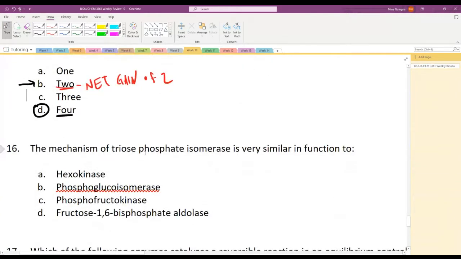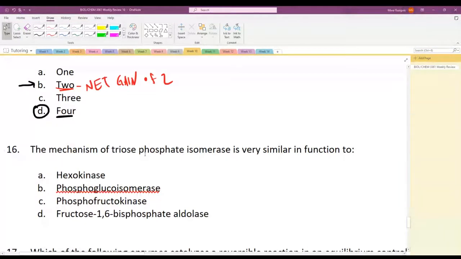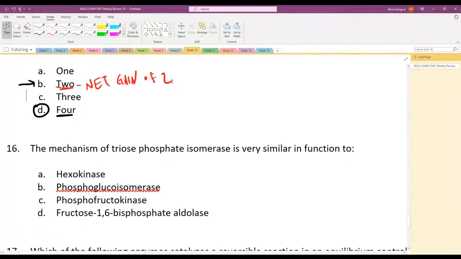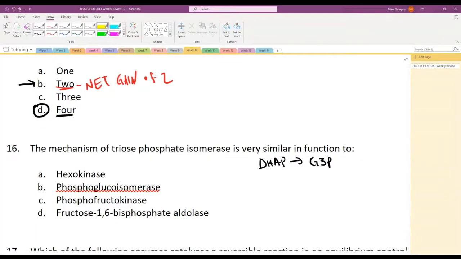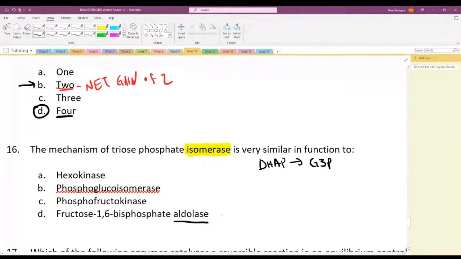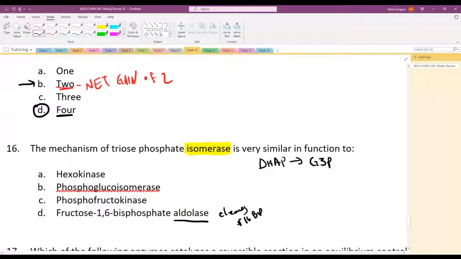All right, number 16. The mechanism of triose phosphate isomerase is very similar in function to blank. Okay, so I'm trying to think. The triose phosphate isomerase I know does reaction 5 basically. And reaction 5 is the one that converts dihydroxyacetone phosphate to G3P, glyceraldehyde 3 phosphate. DHAP to G3P, right? So the big thing I'm thinking of is it's an isomerase. So if I know nothing else, I can easily knock out some that have nothing to do with isomerases, right? The aldolase cleaves F16BP to those 2. So I know it's not that. They have nothing to do with each other. Phosphofructokinase and hexokinase each add phosphate groups. So I know it's not them. The only one left is the isomerase, okay?